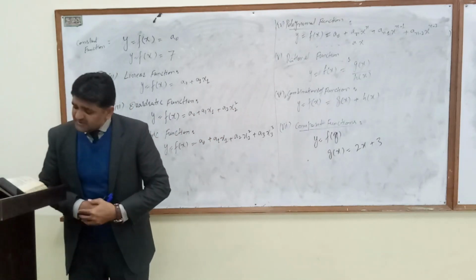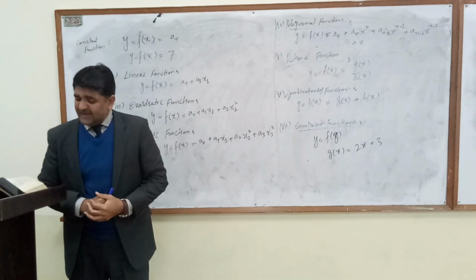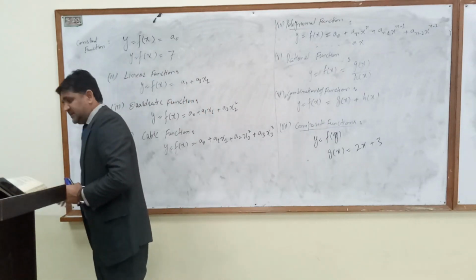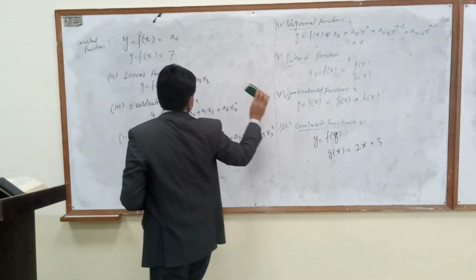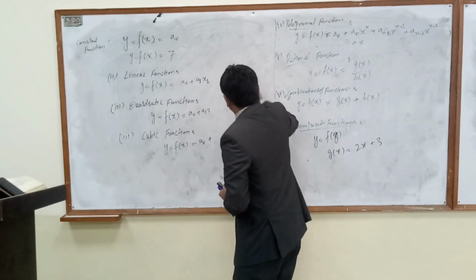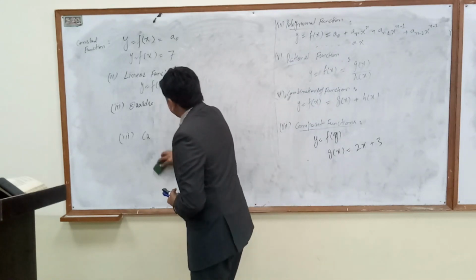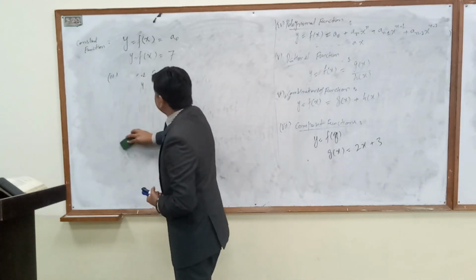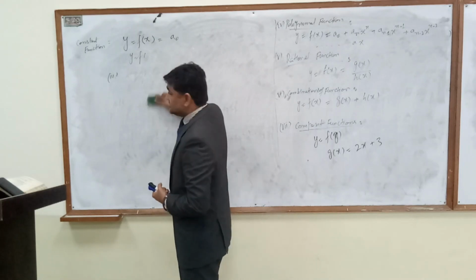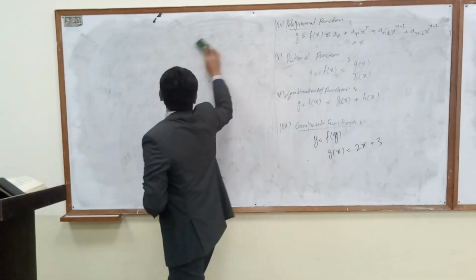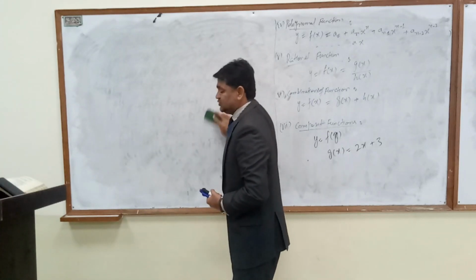Look at question number 3. F of x is equal to x minus 5 divided by 2. So is there any variable? What is the question? X minus 5 divided by 2. Is there any variable in this equation?